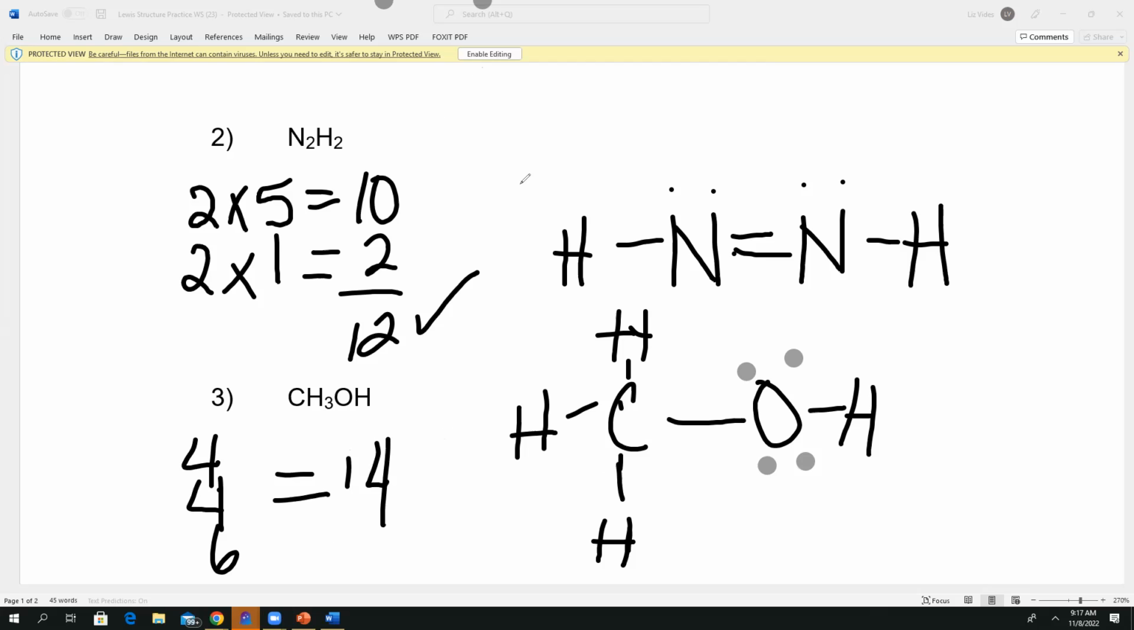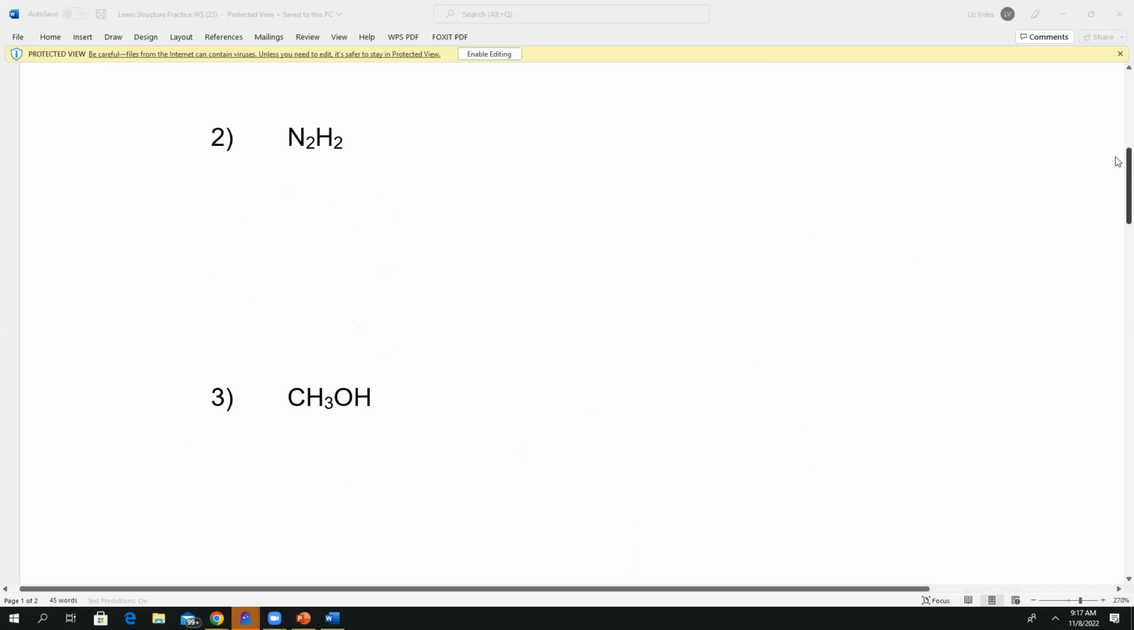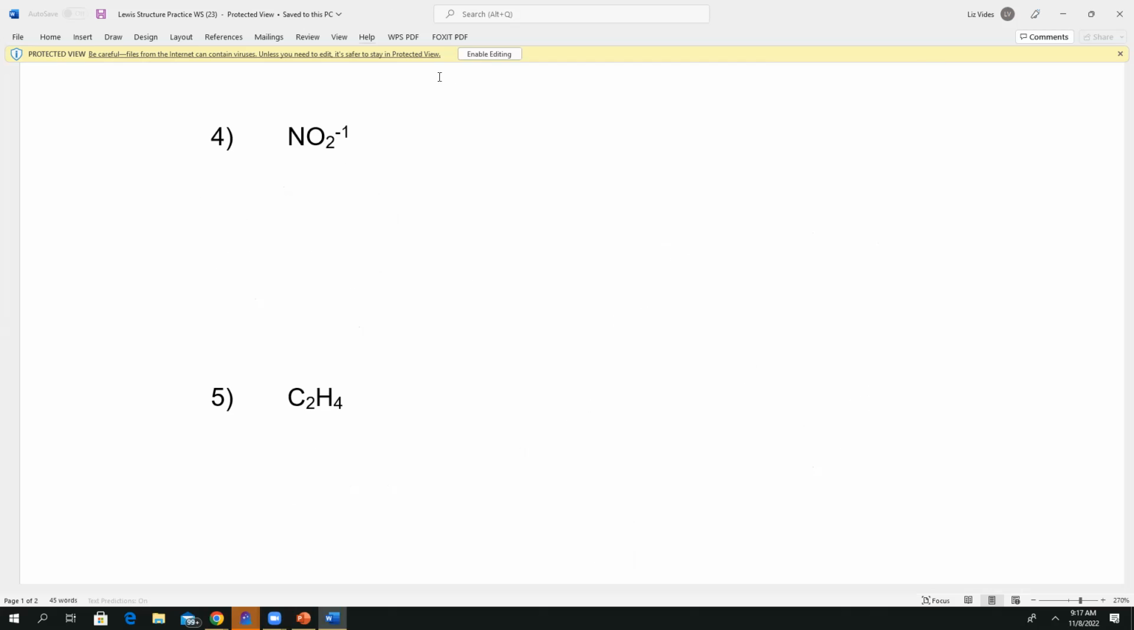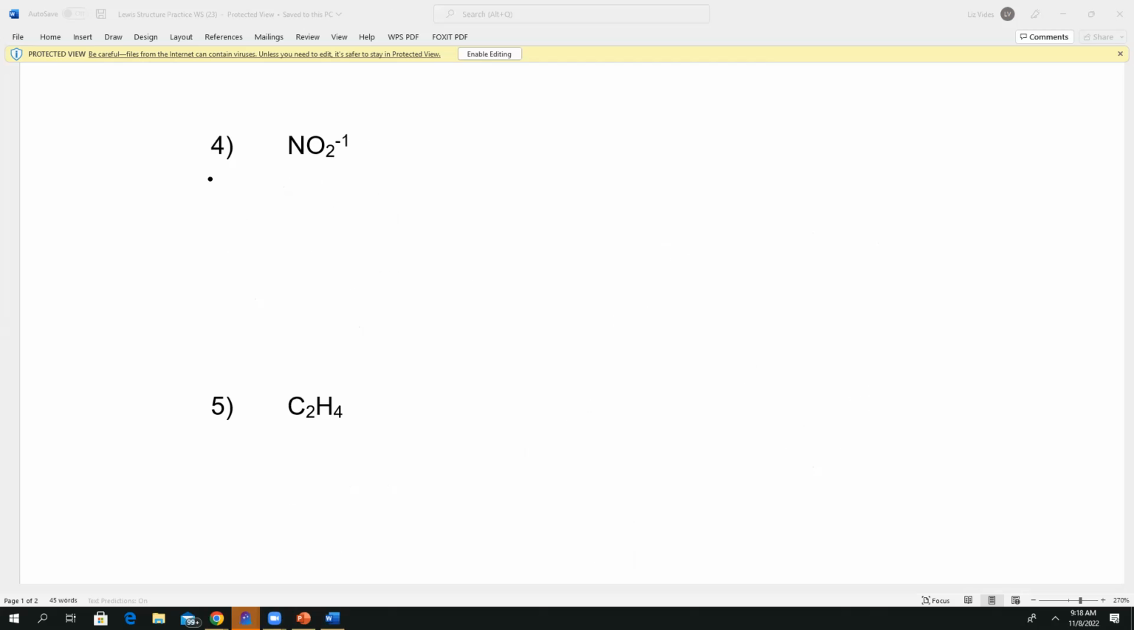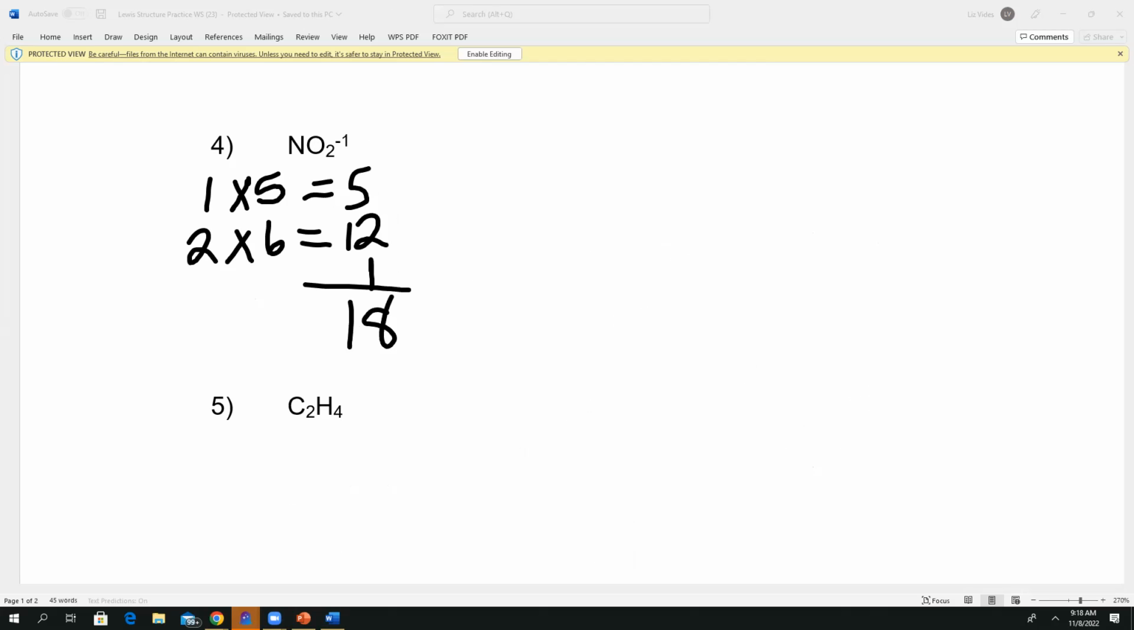All right, now let me go to my next one. I need to clear all of these because these are going to be on my stuff and we don't want that. All right, the next one is NO2 negative. Remember, we had this one, since it does have a central atom, we need to do the math. So we got one nitrogen, right? Times 5 gives us 5. We have 2 oxygens times 6 gives us 12. Plus we add 1. So this is a total of 18 valence electrons.